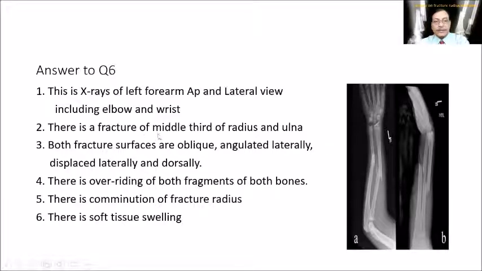So there is a fracture in the middle third of the radius and ulna. Then you give the details of the fracture. So both fracture surfaces are oblique. We can see it here. They are oblique fractures.